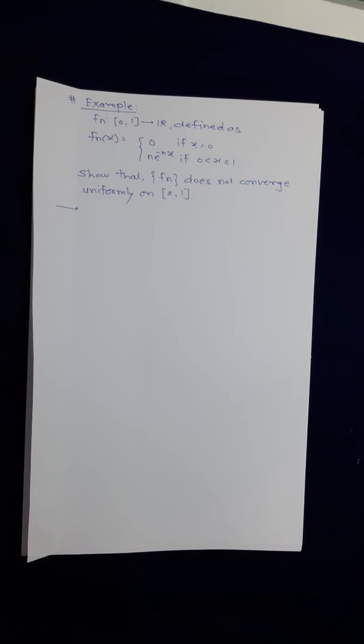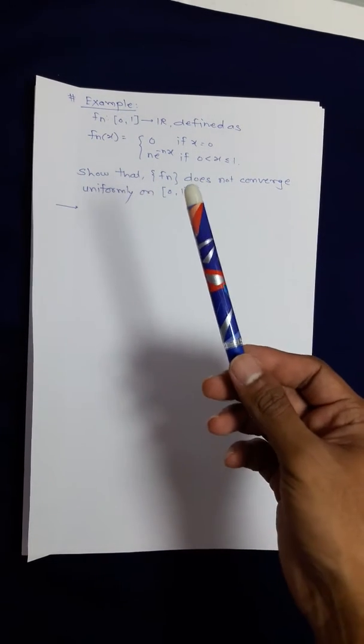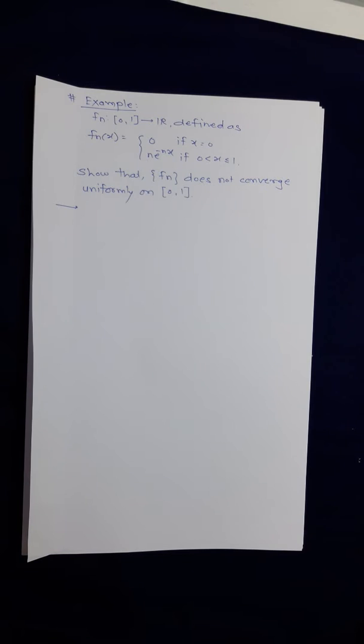Hi everyone. So today we are going to discuss this example of a sequence of functions. See what is defined here. fn is equal to 0 for x equal to 0, and n e raised to minus nx for x lying in that interval. What we have to prove? We have to prove that this convergence is not uniform convergence.